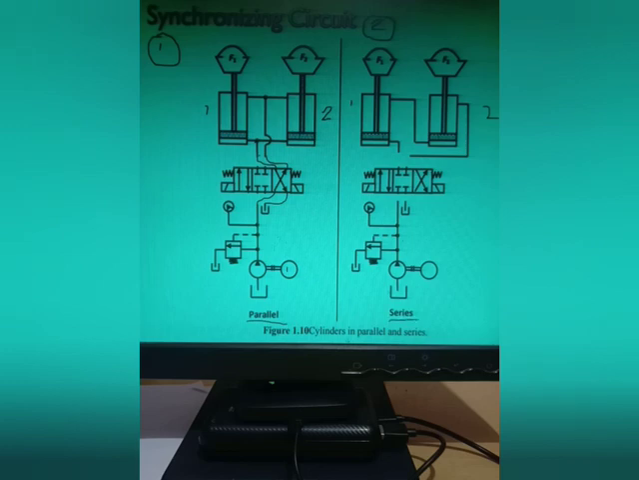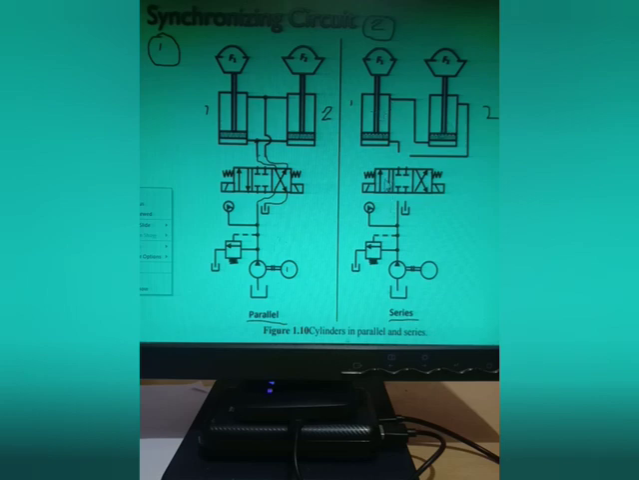This is also a synchronizing circuit, and the components of this synchronizing circuit are also the same. Here you can see this is the actuator, this is the pump, this is the electric motor, this is the pressure relief valve, PRV, and the pressure gauge. Then again you can see there is the 4x3 solenoid operated direction control valve, and there are the two actuators, cylinder number 1 and cylinder number 2.